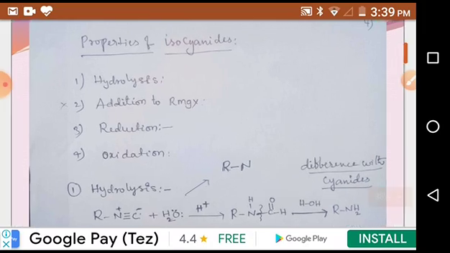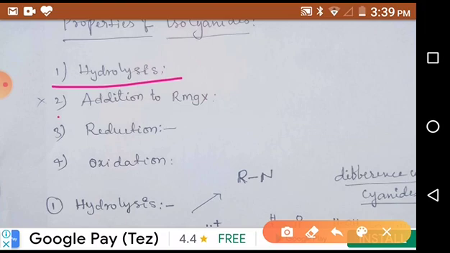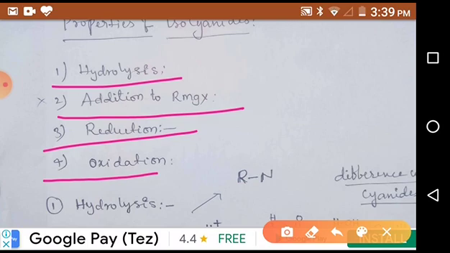These are the properties we studied regarding cyanides: hydrolysis, addition to Grignard reagent, reduction reaction, and so on. All these reactions we discussed for cyanides, but they do not take place with isocyanides. Why? Because in isocyanides, the carbon does not act as an electrophilic center.